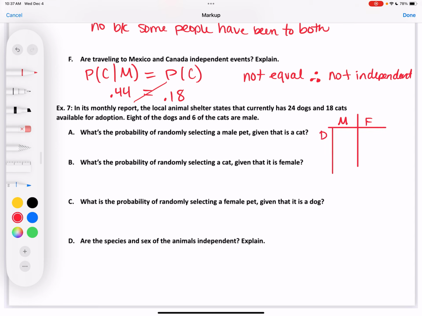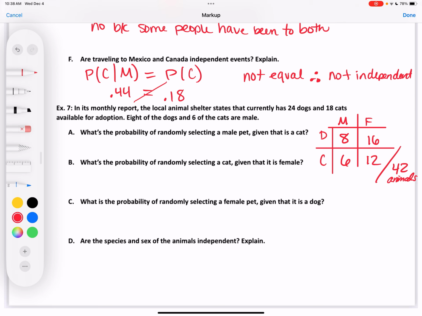So 8 male dogs and 6 male cats. I know that in total there are 24 dogs, so 24 minus 8 is 16, so there's 16 female dogs, and then 18 minus 6 would be 12 female cats. And there's a total of 42 animals, just in case we need that for anything. I don't know if we will or not, but we could.